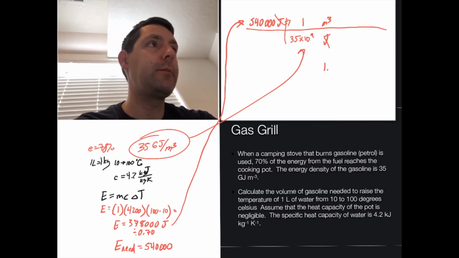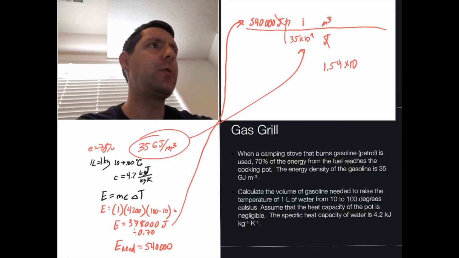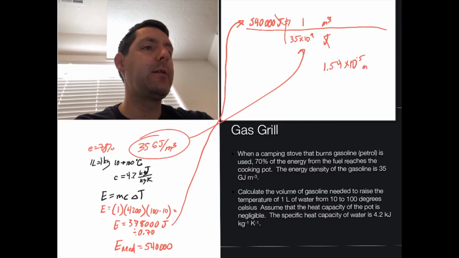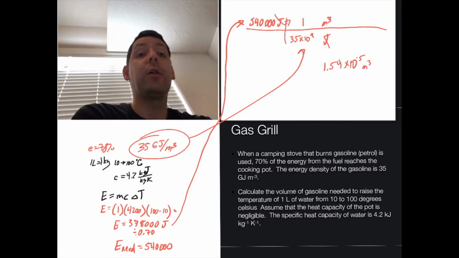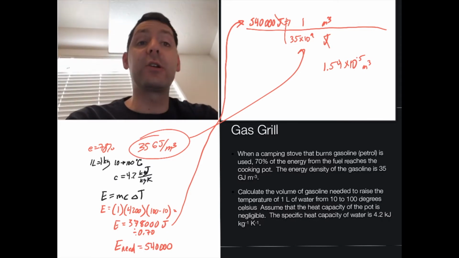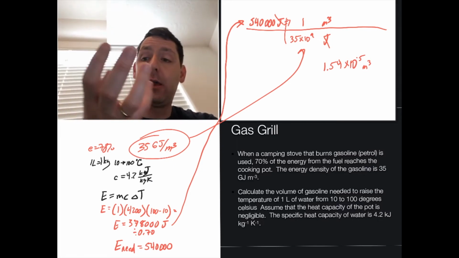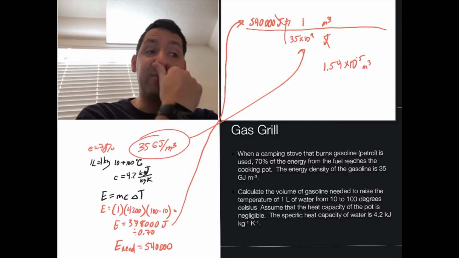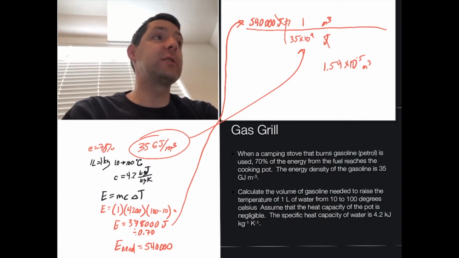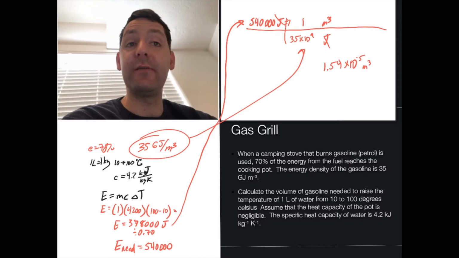I get 1.54 times 10 to the, looks like about 10 to the negative 5th meters cubed. So a very small amount of this. That's why, if you've ever used those camping grills, you can use them several times before that small propane tank runs out or gas tank runs out. You can use it for a long, long, long time. All right. So there you go. It's answered the question of the gas grill.